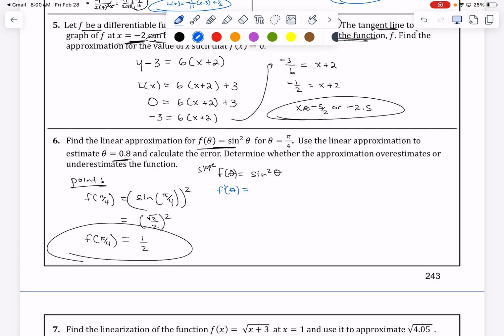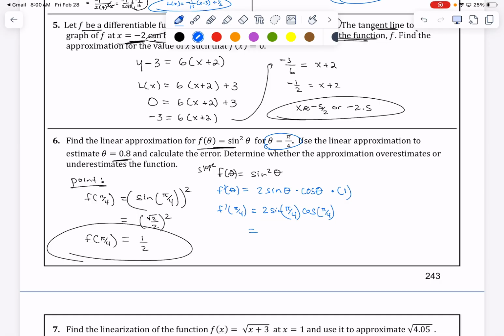What's the outside function for this? The squared. So you're going to have 2 sine theta times what? Times cosine theta times 1. So there's my derivative. I don't really have to put the times 1, but I do it to remind you you're using the chain rule. And then I plug in pi over 4. So f prime of pi over 4 is going to be 2 times sine of pi over 4 times cosine of pi over 4, which is kind of nice because we already know what sine of pi over 4 and cosine of pi over 4 are.